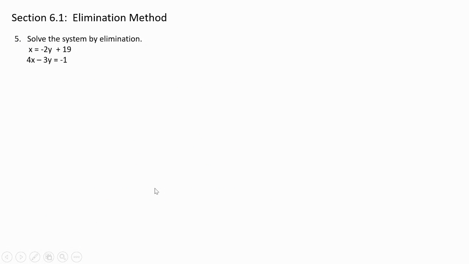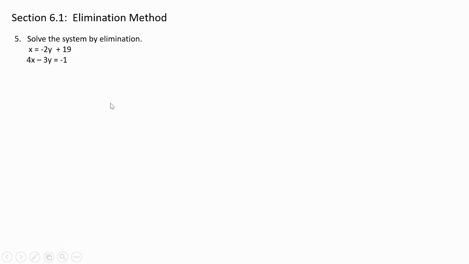Okay, now let's do one by the elimination method. This is a little bit different. I believe when I cover this section, I used the same system for all three: graphing, substitution, and elimination. And this is a little bit different, okay, guys? But anyway, this is the concept here.